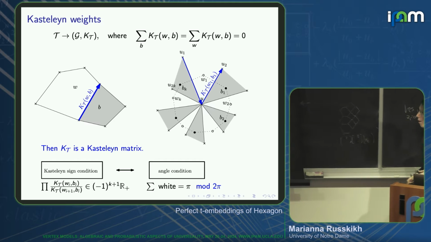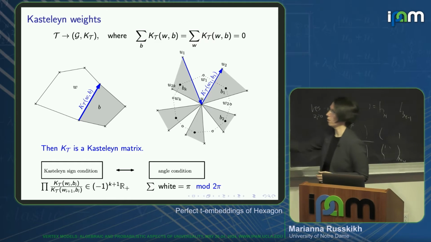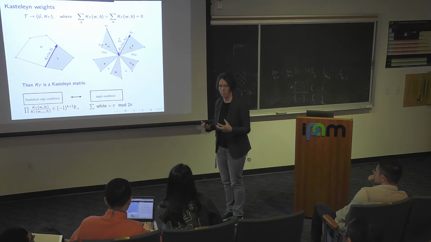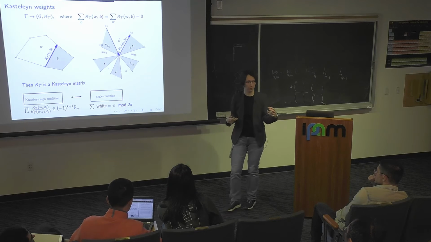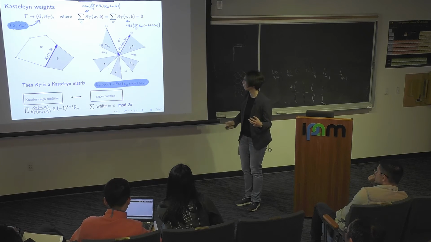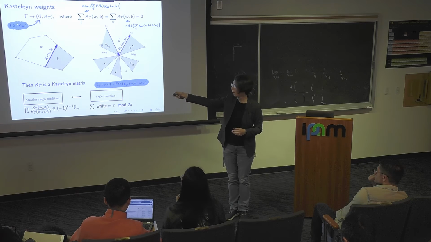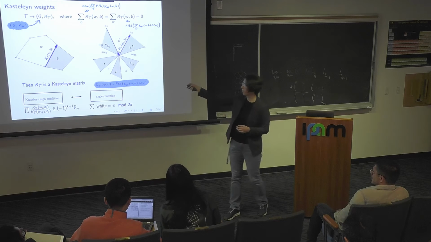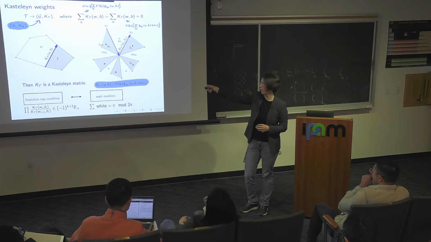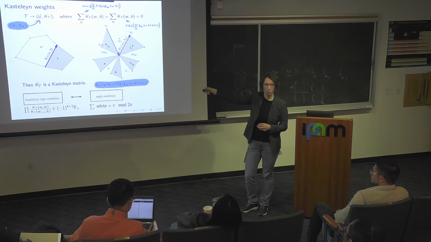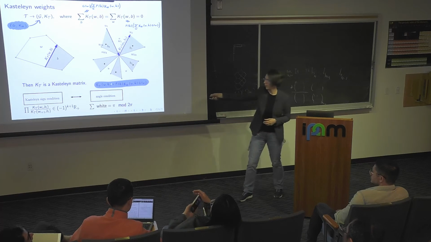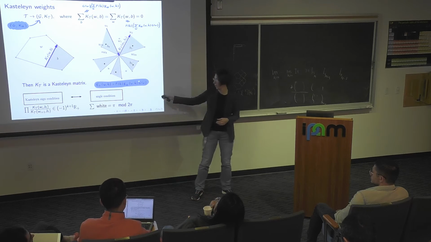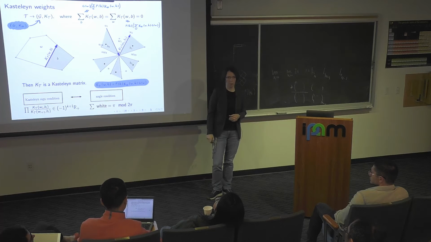Now recall that the goal was not to start just from a t-embedding and define a Kästlin matrix using it, but to start from some bipartite graph together with a real-valued Kästlin matrix. And we want to find a t-embedding which gives us weights gauge equivalent to the initial weights. So we want the Kästlin matrix which we just defined to be gauge equivalent to the initial weights of the bipartite graph which we had. Recall, what does it mean?